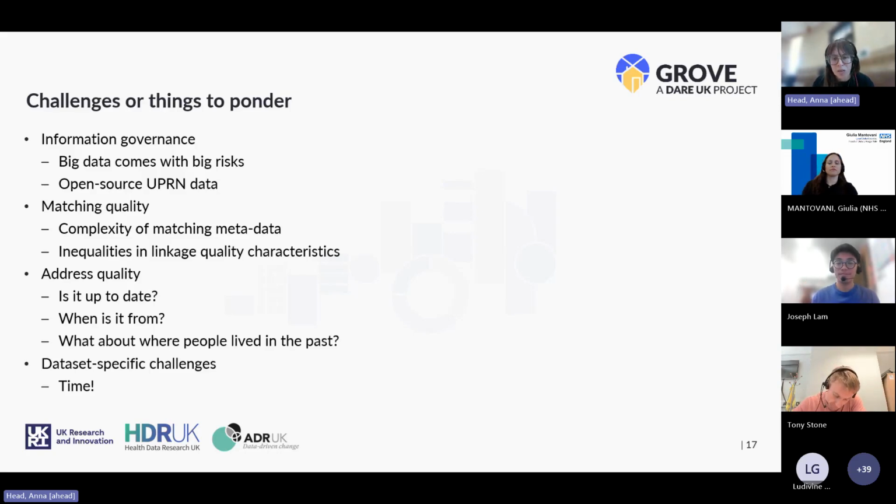We probably have much more information now about the address quality, so the address matching quality for our health data, than we do maybe for some of the other data sets that we're bringing in. And then I've got here time. Both of these projects have taken so long to get the metrics in that we would like to use and to do the data linkage. So yeah, that's just another thing to factor in our project.